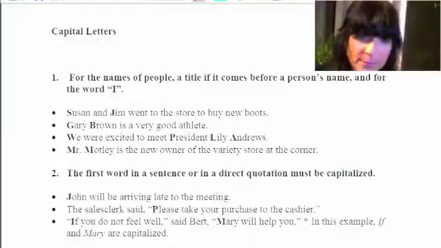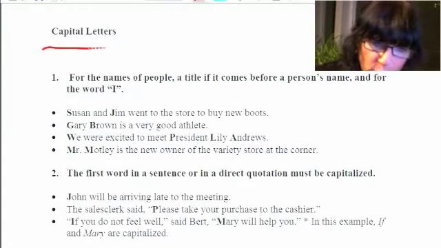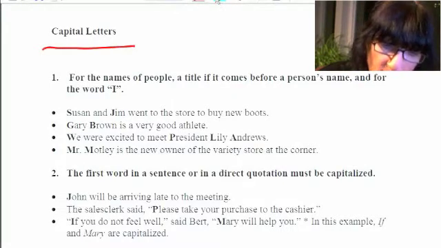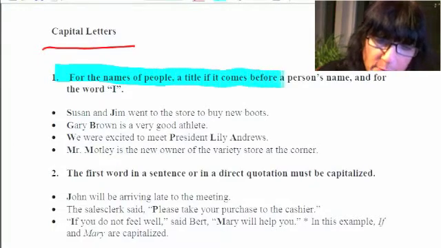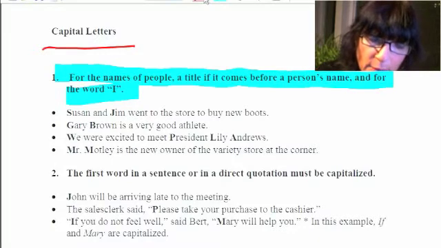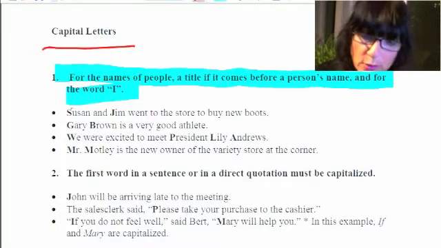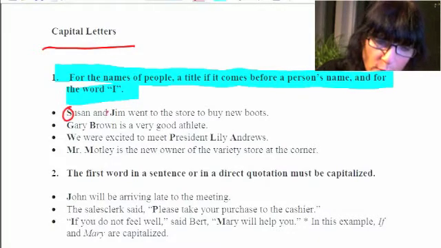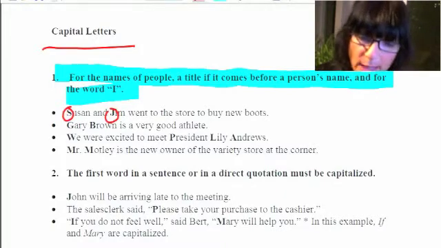So let's start with the first rule for capital letters, and that is capitals are used for the names of people, titles if they come before a person's name, and for the word I. Let's look at some examples to clarify. The first one, Susan and Jim went to the store to buy new boots. You've got the names Susan and Jim, and because that's their name, you capitalize them.